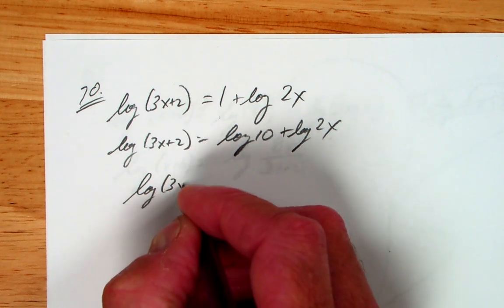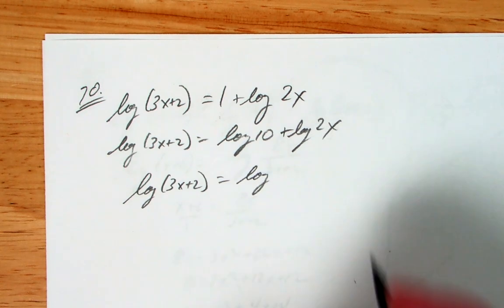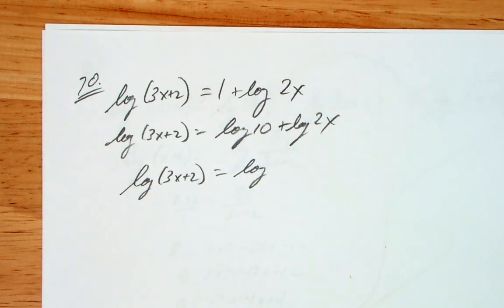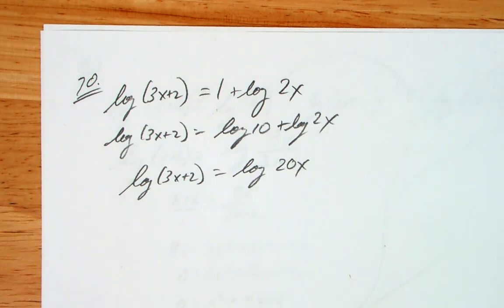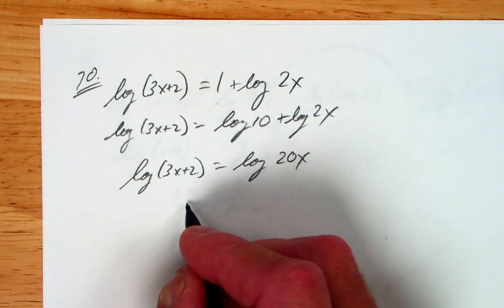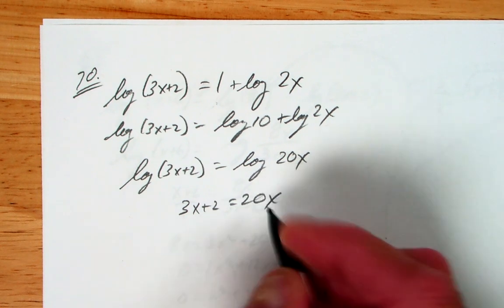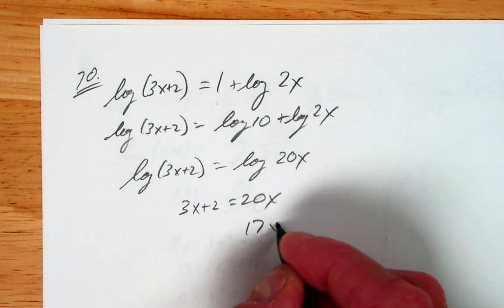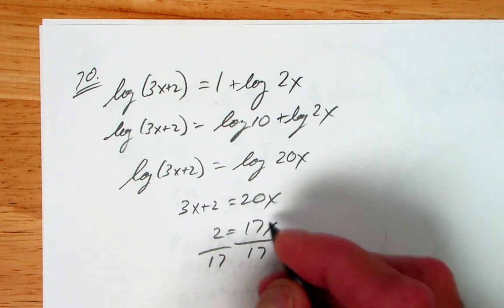Log of 3x plus 2 equals the log of what? Help me out. Show me you remember something from last week. 10 times 2x, so 20x. So then what can I write? 3x plus 2 equals 20x. Good job. Subtract 3x and 2x is 17.